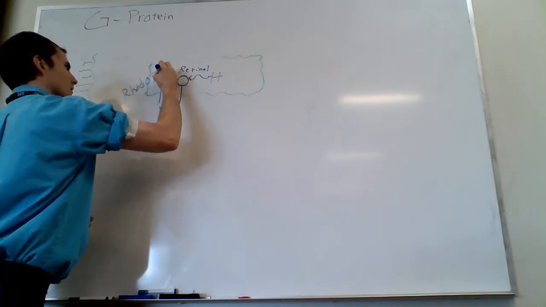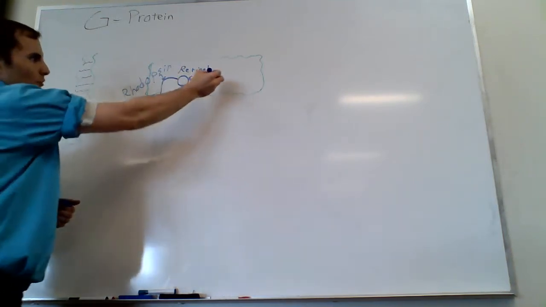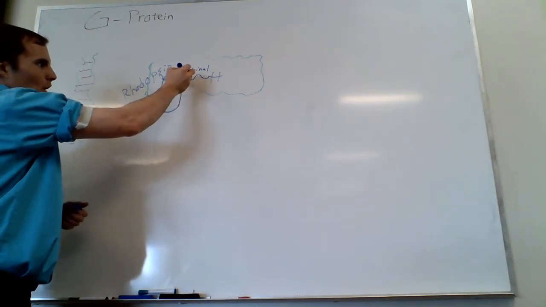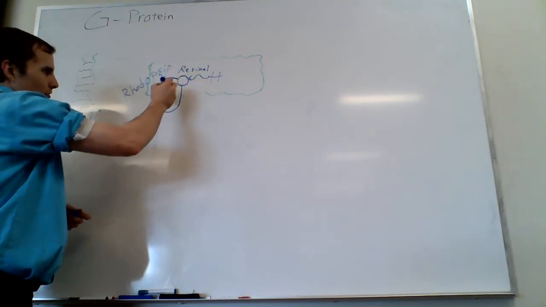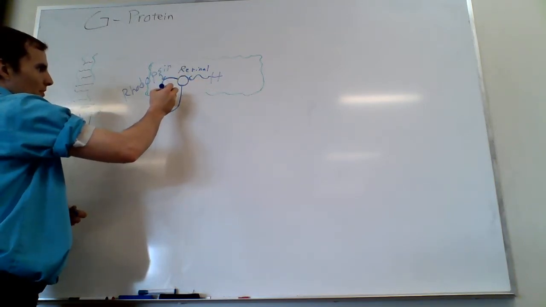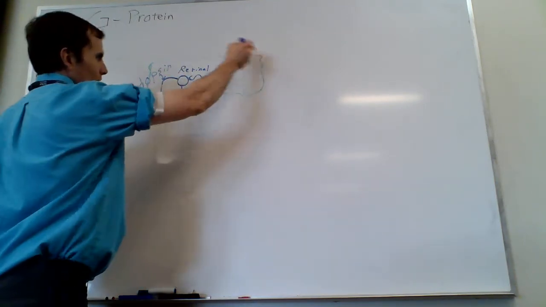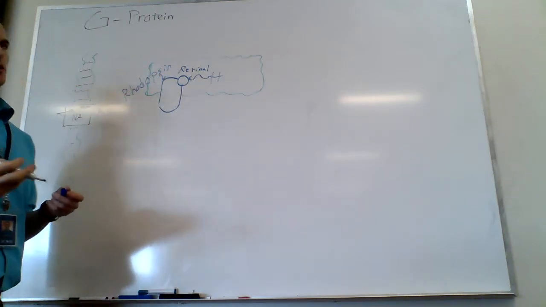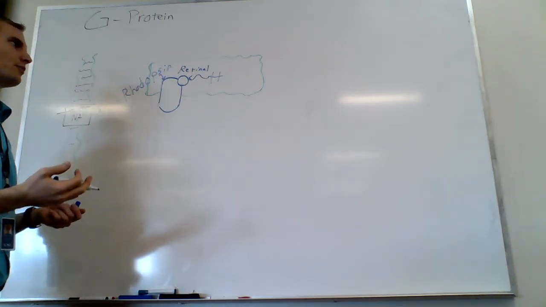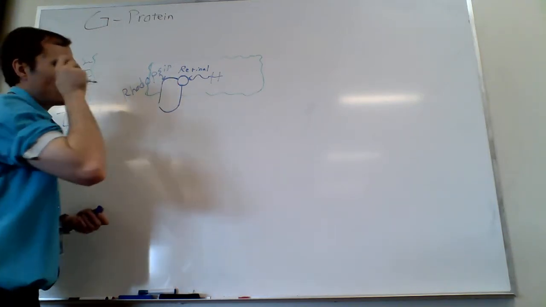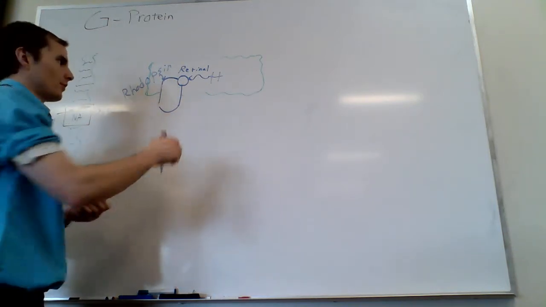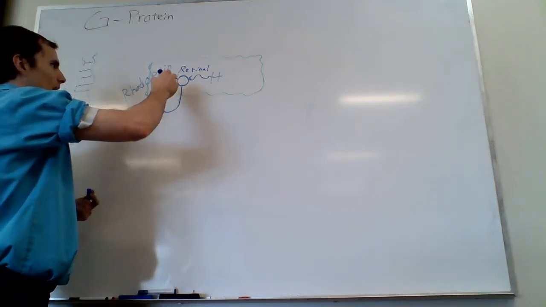Rhodopsin is that guy. All right. Photon comes in and hits retinal. That's number 1, okay? Number 2, after that changes conformation, you can remember that rhodopsin, which is embedded into one of the lamellar discs of a rod in the eye. So you have rods and cones. This is inside a rod at the moment.